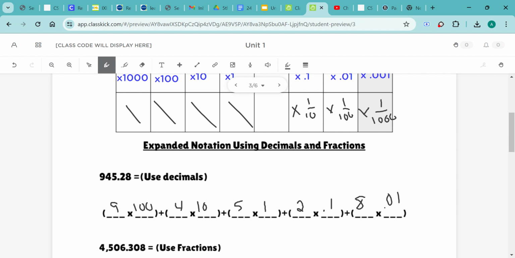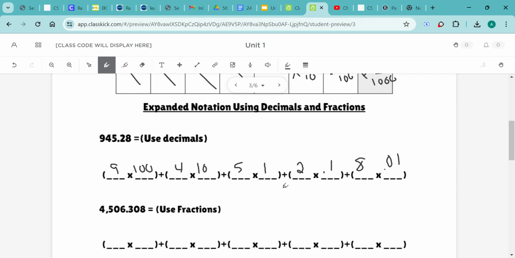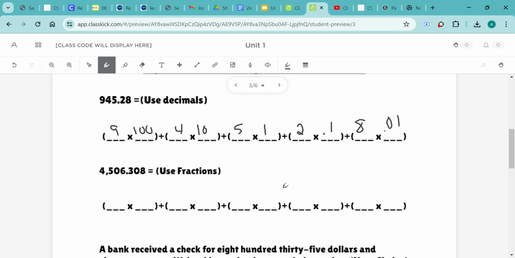Again, it shows what's happening to every digit in the place value that it is in. Okay, let's try another one, but this time we're going to write it in fraction form. All right, so we have 4,506 and 308. Remember, just say the number you see, 308, and then the last place value our number goes to in the decimal. Thousandths, 308 thousandths.